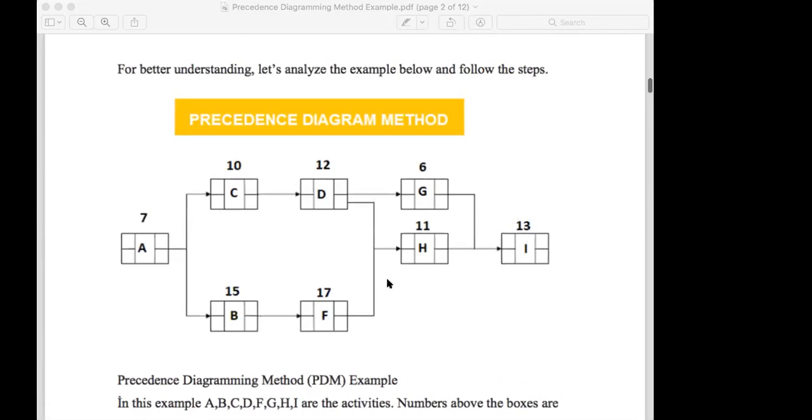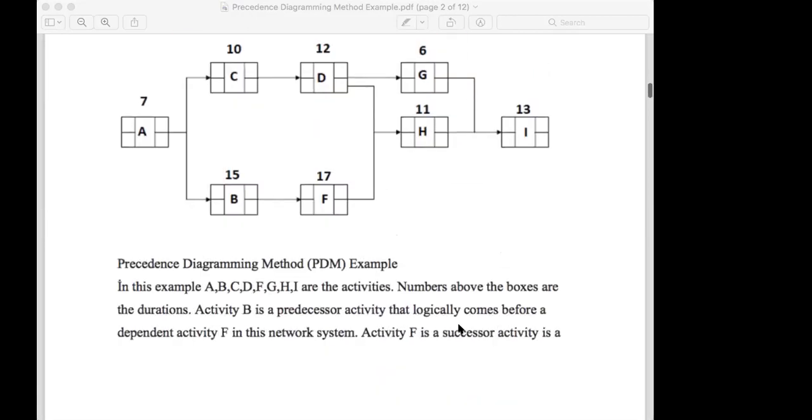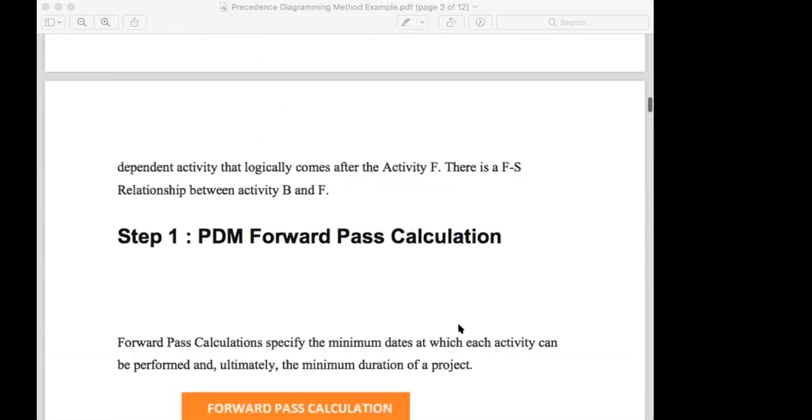Backward pass comes this way. Forward pass, backward pass. When doing the forward pass, you get all the early things: early start, early finish, early start, early finish, like that. In the backward pass, you get late start, late finish, late start, late finish. This is a method of doing that. It's a calculation procedure, so you learn that one.